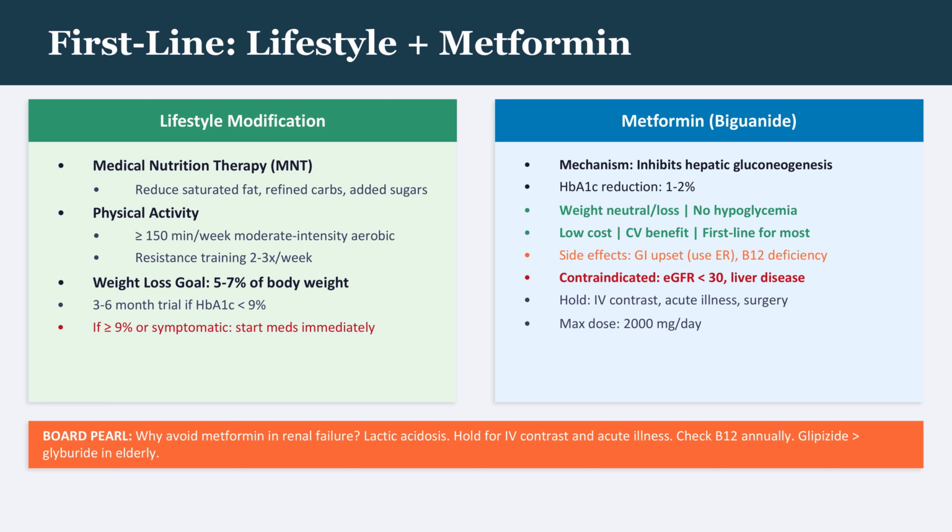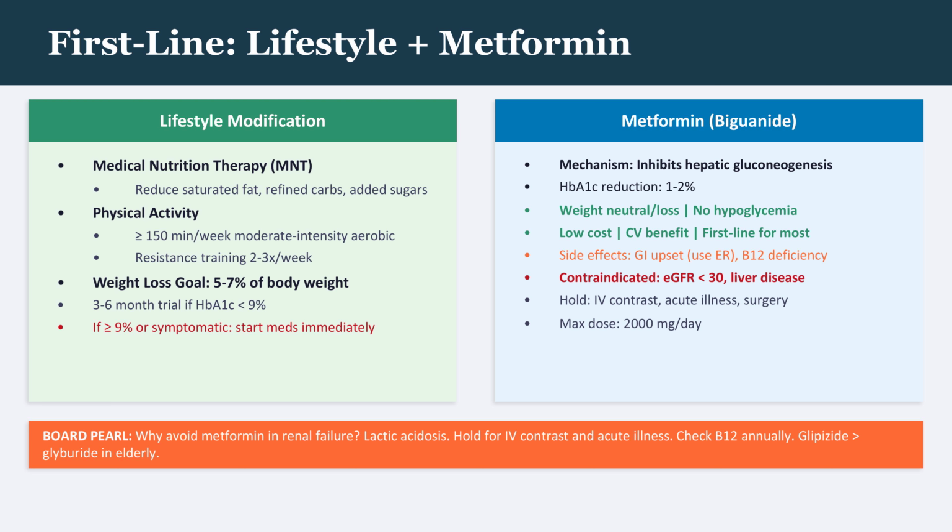If the HbA1c is below about 9%, a 3 to 6 month trial of pure lifestyle is reasonable. Above 9% or with symptoms, start medications immediately. And the medication you start is Metformin, unless there's a specific reason not to. Metformin has been first line forever, and for good reason.